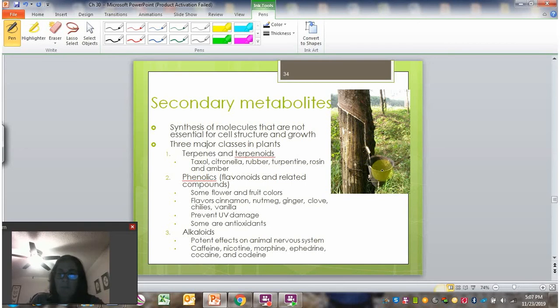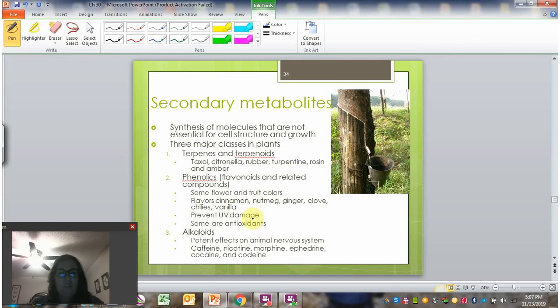So the rubber is oozing out of it. And from the plant's perspective, the rubber is helping to heal wounds and prevent infection in the site of a wound. And so that's the benefit to the plant of many of these. Phenolics, also sometimes called flavonoids, and that gives you a hint to their role, give flowers and fruits their color. They also give plants their aromas and flavors, so things like cinnamon, nutmeg, ginger, clove, chilies, vanilla.